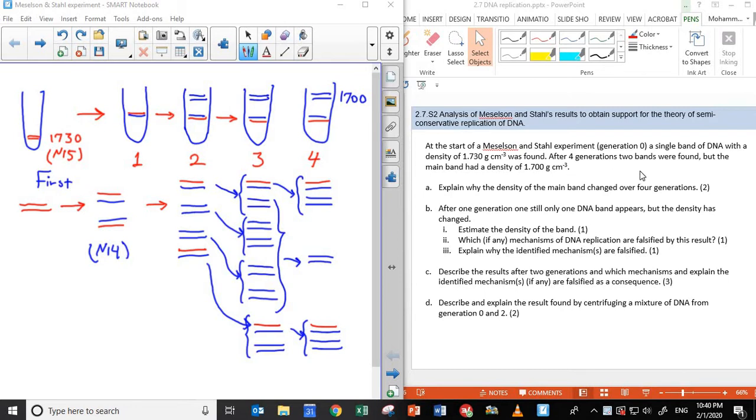After 4 generations, 2 bands were found. It's here, generation 1, 2, 3, and 4. After 4 generations, 2 bands were found, but the main band had a density of 1.700 gram per cubic centimeter. Imagine that you are just reading this question, but you have to draw this picture by yourself. I think the explanation of this is going back to the previous video, so you need to go back and watch it again if you didn't watch it.